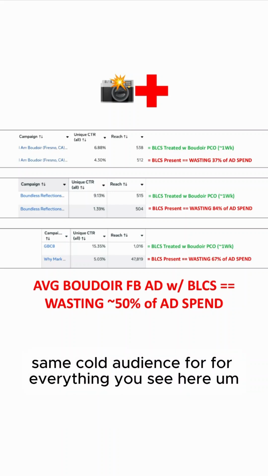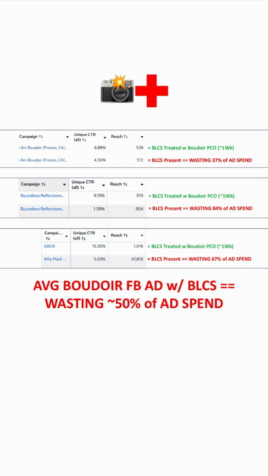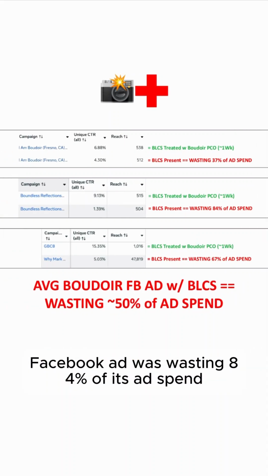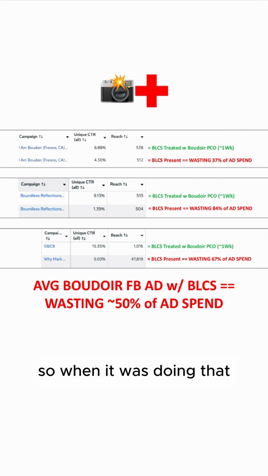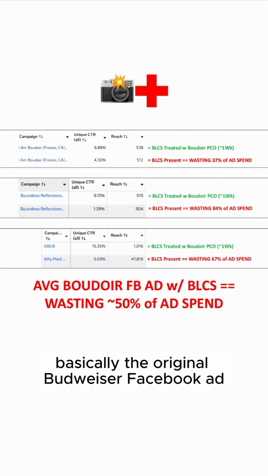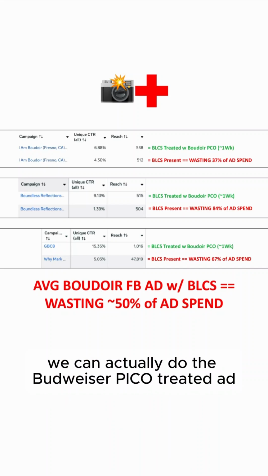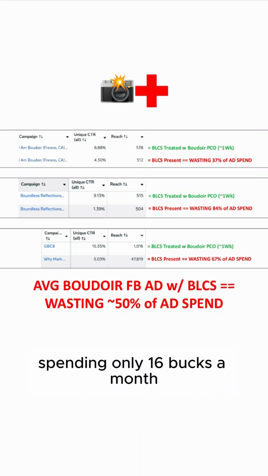It's the same city, same cold audience for everything you see here. And so we found out the original Boudoir Facebook ad was wasting 84% of its ad spend. So basically the original Boudoir Facebook ad spent 10 grand a month. Instead of doing that, we can actually run the Boudoir Pico treated ad spending only 1,600 bucks a month.